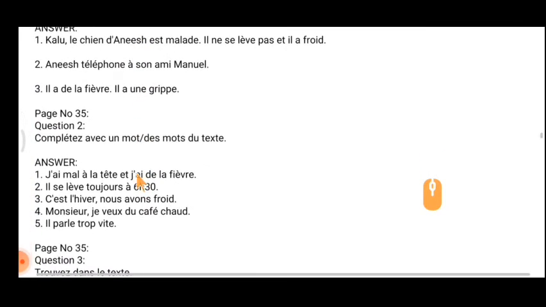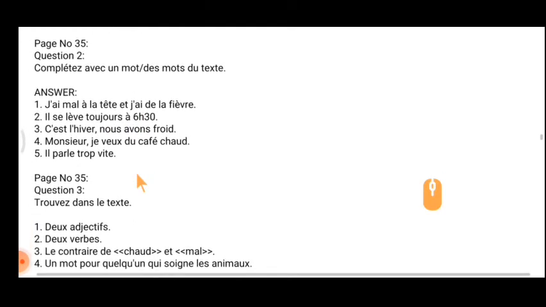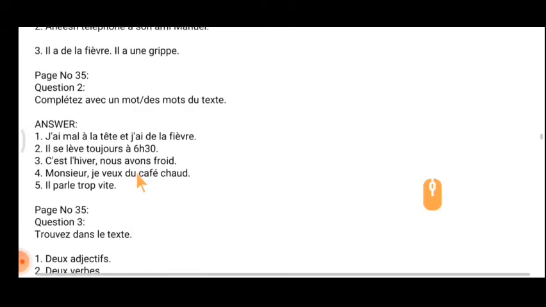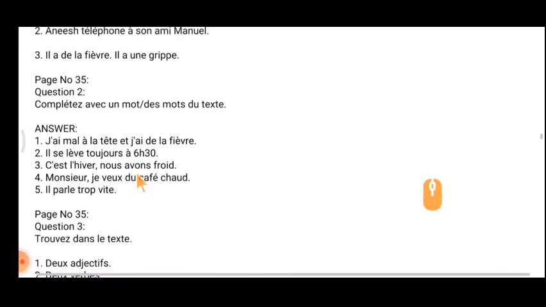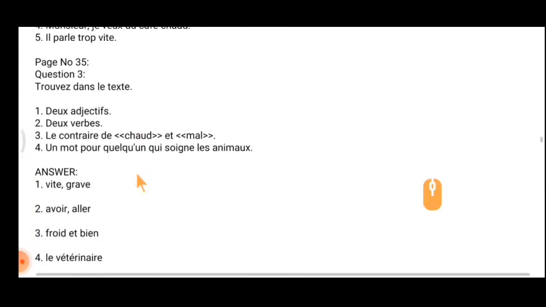So it's a very short and crisp answer. This answer you can follow and you can get the full mark. So next is question 2, compléter avec des mots. Trouvez-la dans le texte.